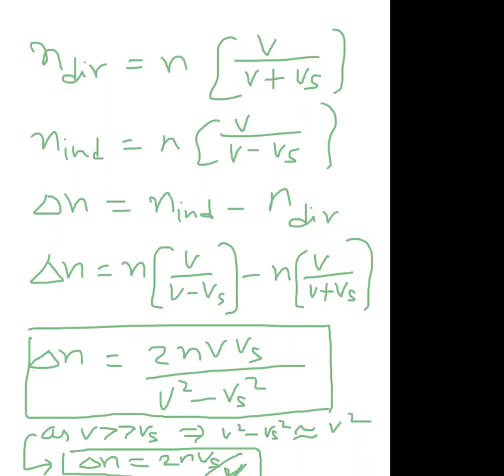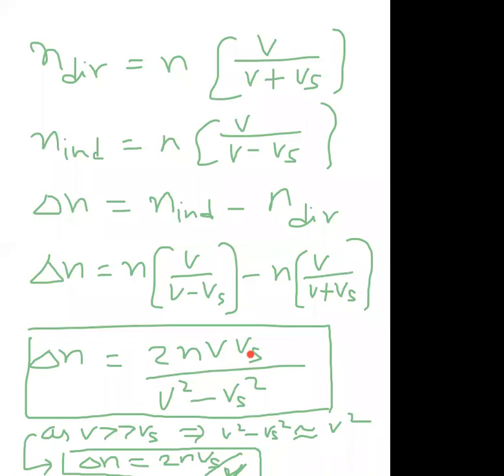So here what happened? V is always greater than Vs, since sound speed is greater than Vs. So V square minus Vs square is nearly equal to V square. If I substitute V square here, leaving out Vs square, then V square will be cancelled, and 2n Vs by V is my answer. So this is one situation.